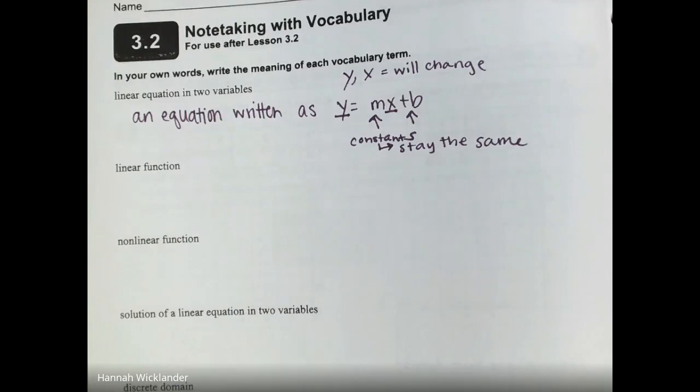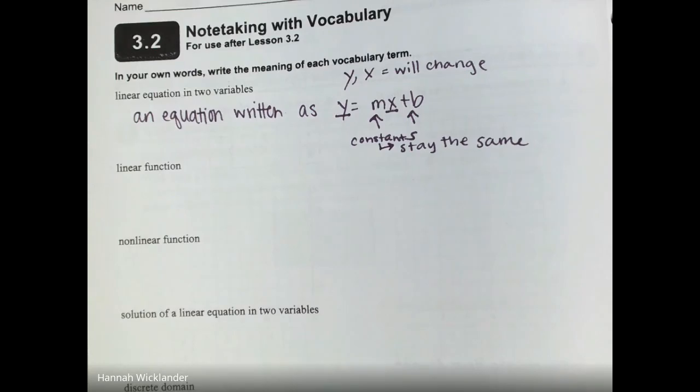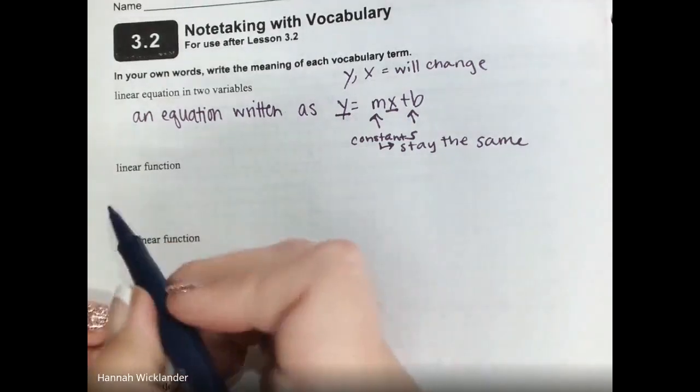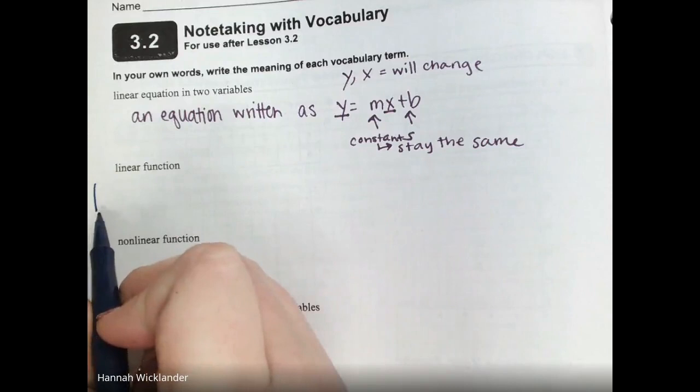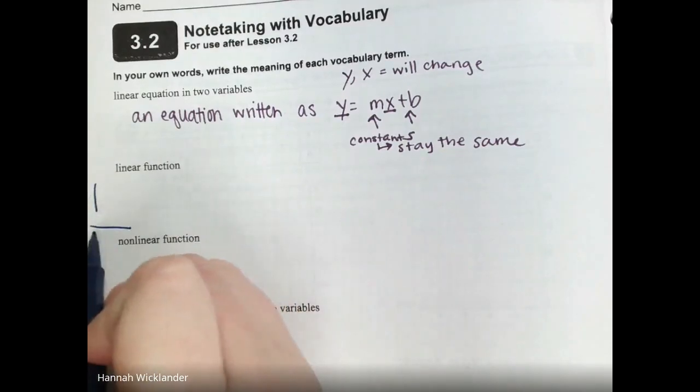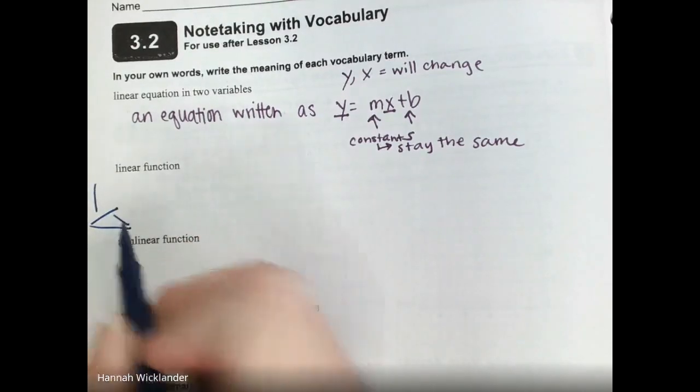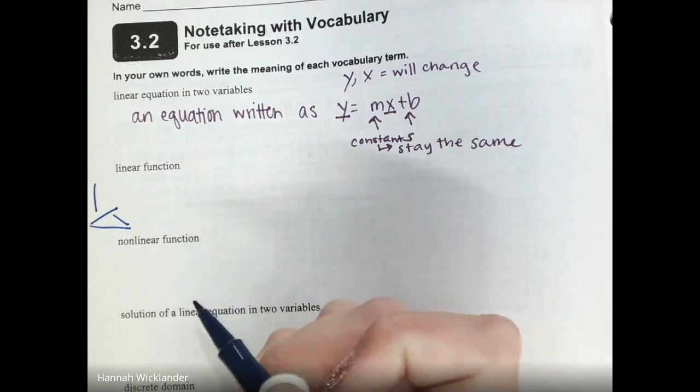Next up, we have linear function. A linear function is a function whose graph is a non-vertical line, and it has a constant rate of change. This line right here is vertical. So non-vertical would be like this, or like this, or like this. That's what it means by non-vertical.